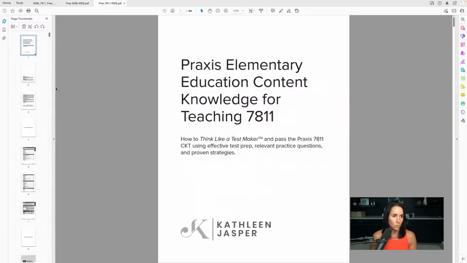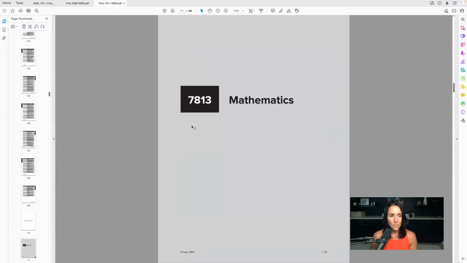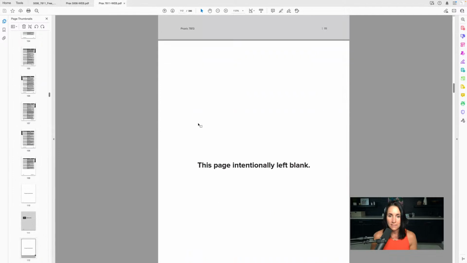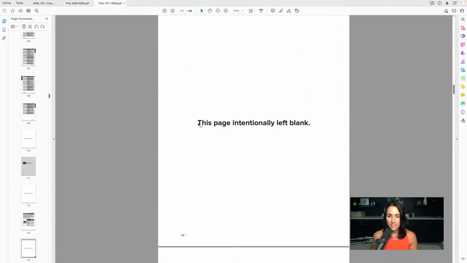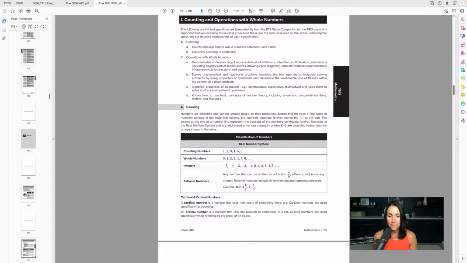Okay, so one of the things that I also want to show you here, I'll go to the 7811 for this one. For the 7811, we have comprehensive mathematics. Now, for these particular exams, the math is tough, not only because you have to know the math, but you have to understand the teaching of the math.